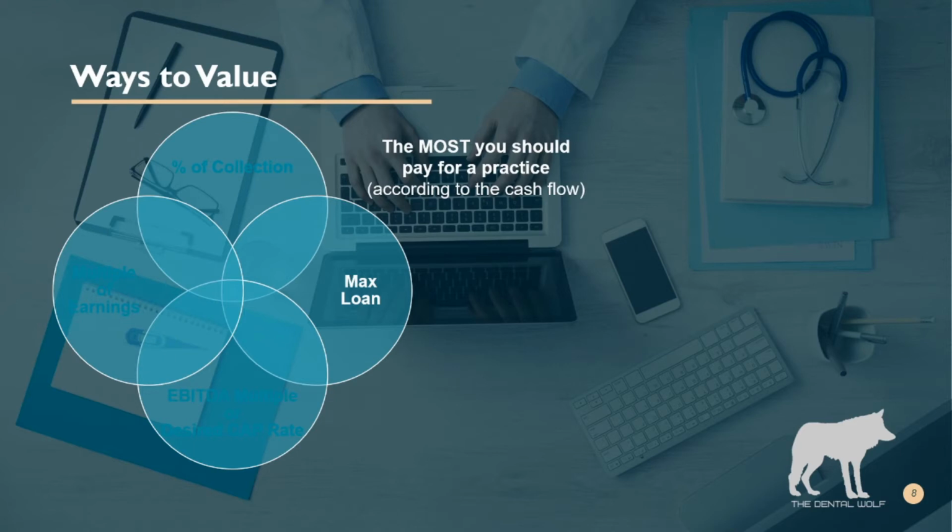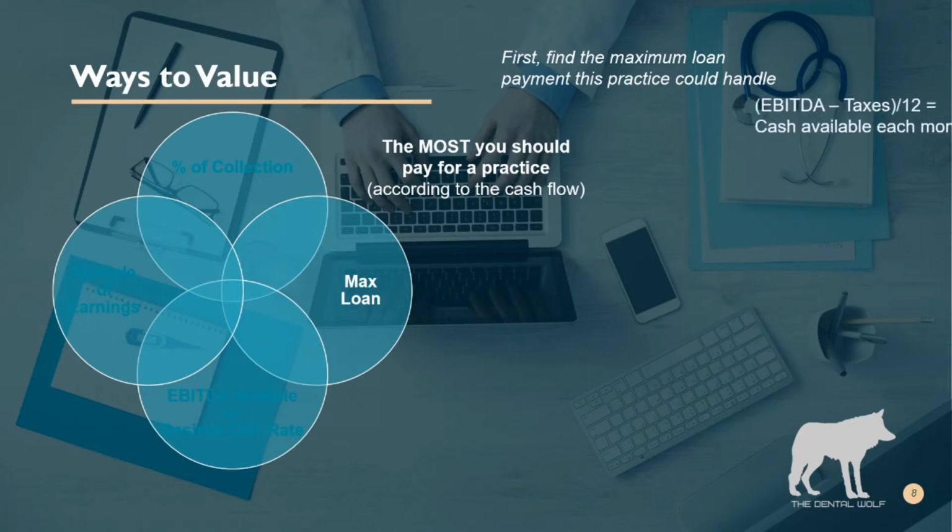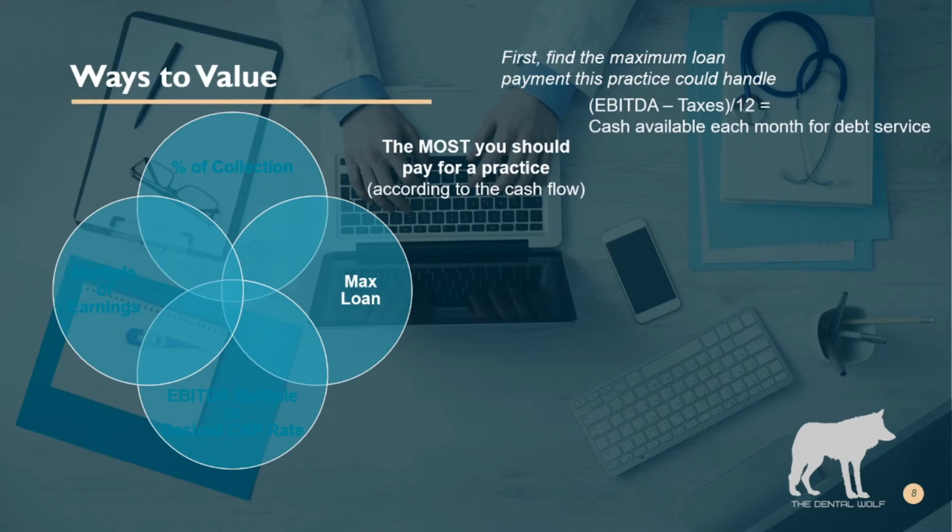The first part of using the max loan approach is that you're going to find the maximum loan payment that this practice could handle given its current cash flow. The way you do this is you take EBITDA and divide EBITDA by 12, and that's going to give you the cash available each month for debt service.